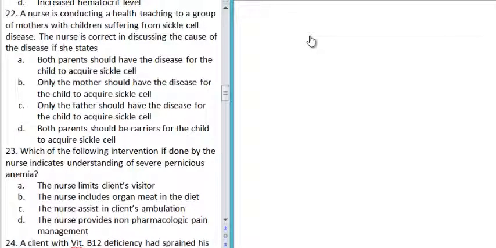Next, for 22, a nurse is conducting health teaching to a group of mothers with children suffering from sickle cell disease. The nurse is correct in discussing the cause of disease if she states A, both parents should have the disease for the child to acquire. Very good. A is the answer. Because sickle cell is autosomal recessive. If a certain disease is autosomal recessive, both parents should have the disease for it to be passed to the child.